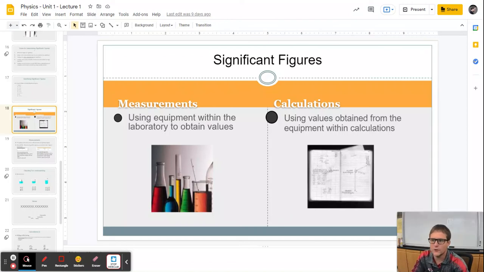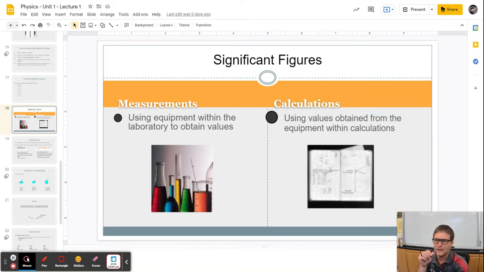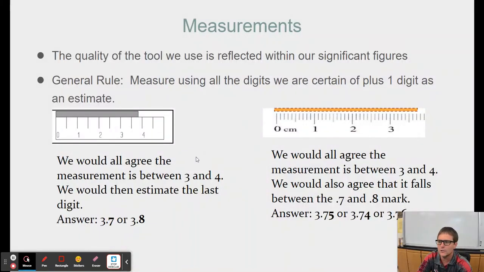In this video, we're going to learn how to use significant figures both in measurements and in calculations. Last video, we learned about significant figures and how to count them. Now we're going to learn how to use significant figures in measurements as well as calculations. In this first example, we're going to look at using significant figures within measurements.